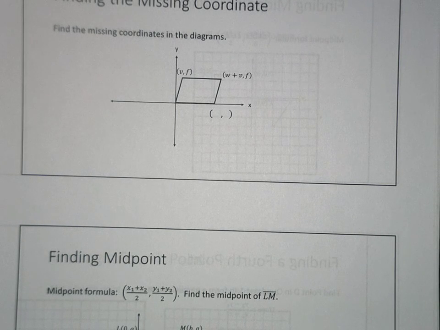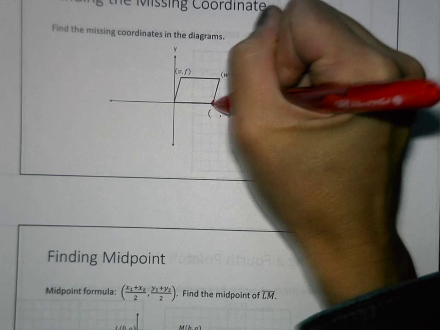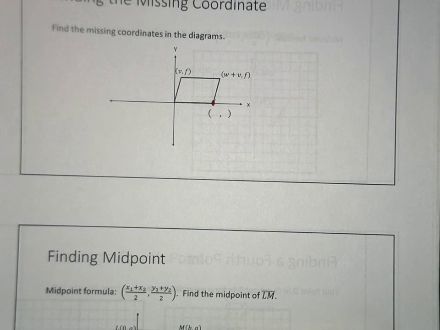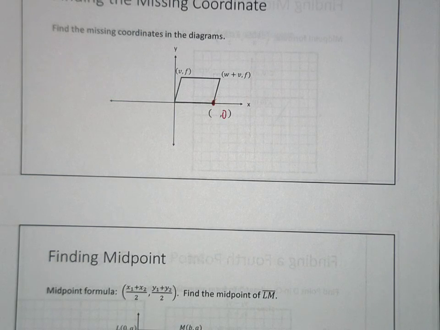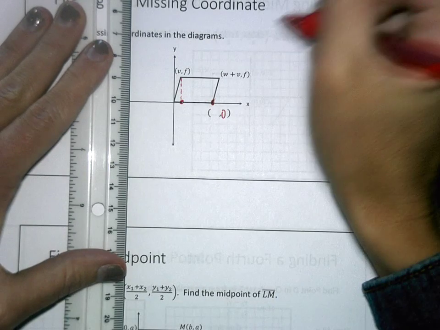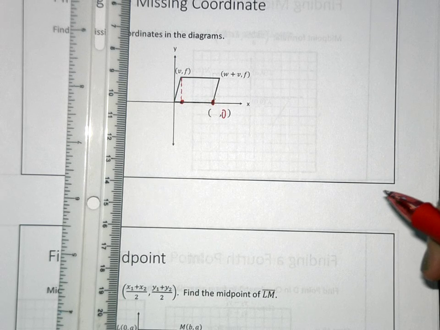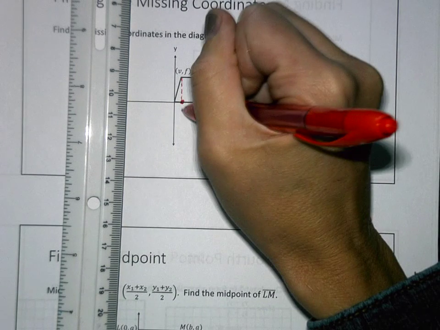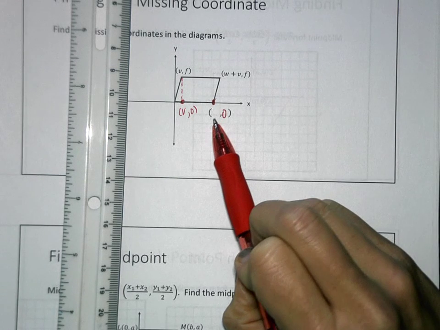Okay. First thing is that any y value on this point is going to be what? 0. So we know for sure that is 0. Okay. We know that right here, this point would be what? V, 0. I don't even know if this is helpful, but this is v comma 0.